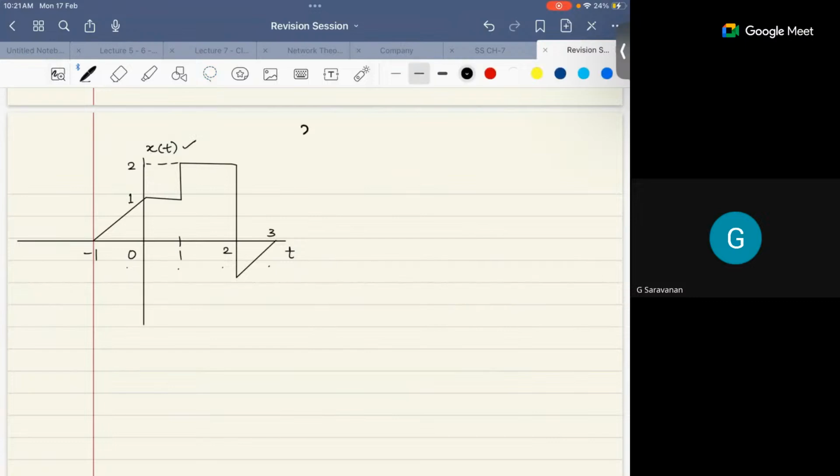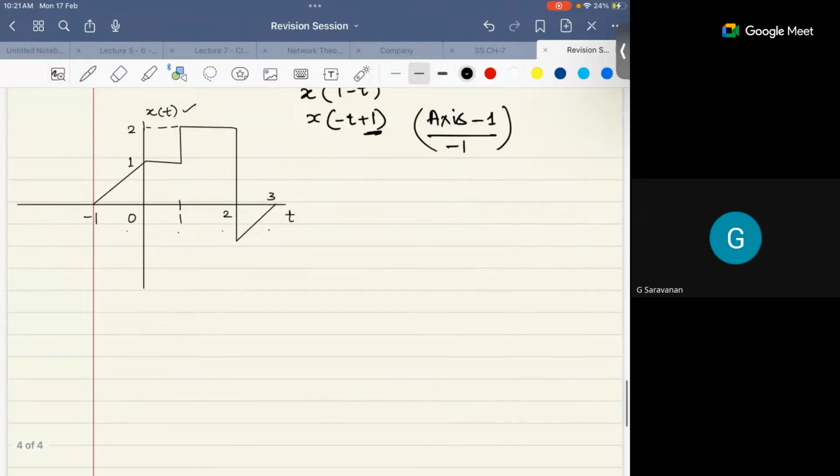Okay. So we have to plot x of 1 minus t. So I told you to write it as x of minus t plus 1. What we have done? Axis of minus 1. That was the first step, because of the shifting, and then you have divided with minus 1. Okay. So now my whole values will be something like that.